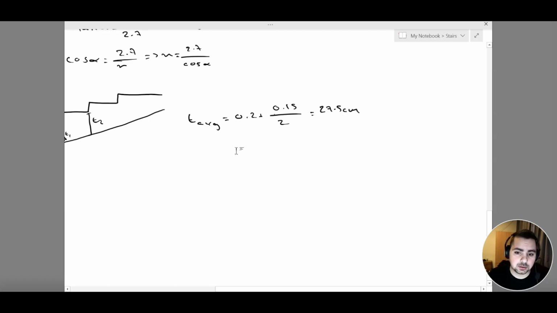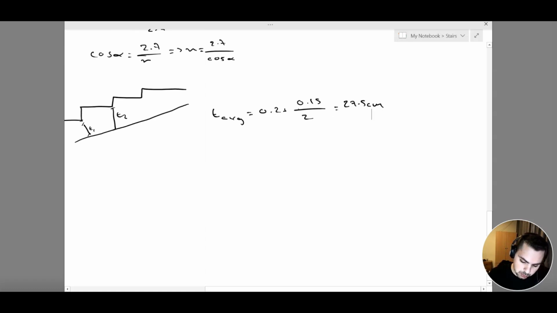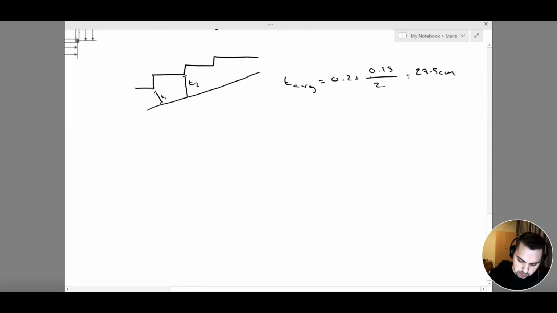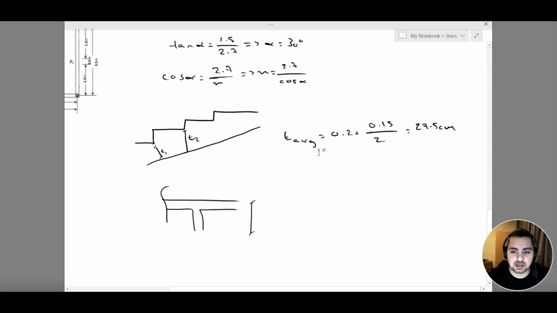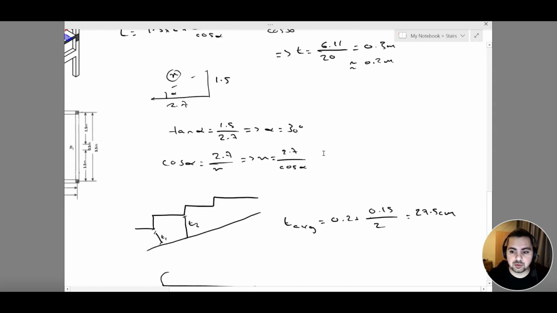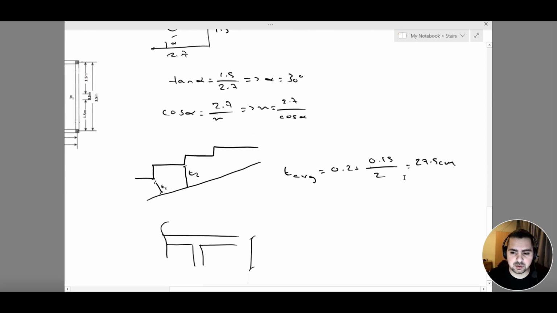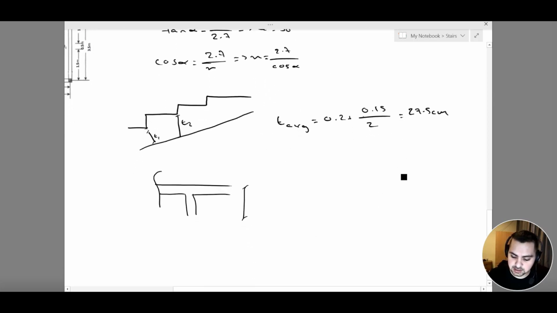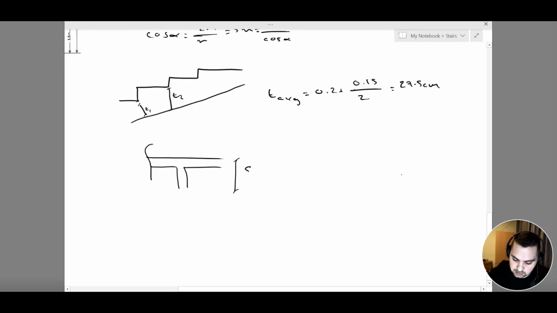We have found our dimensions now for our staircase. We still have the dimensions of my beam left. When we talk about my beam, we are going to consider a drop beam. And this drop beam is going to have a drop that is equivalent to 2 times my slab thickness. So 2 times 27.5 is around 55. We are going to take it as 50 centimeters.